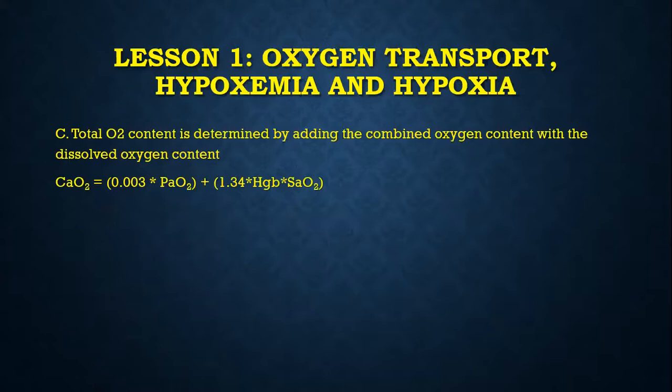All right, and I'm going to stop at this one for the next break, but this is it right here: total O2 content, and you add the two together, combined with the dissolved. Here's the formula for total O2 content, which you should already have. This one right here is dissolved. This one right here is combined. You add them together, that's the total. CaO2 is the content of arterial oxygen.